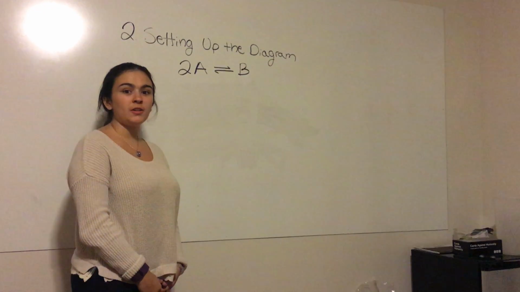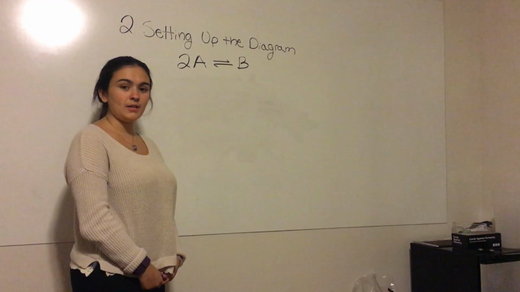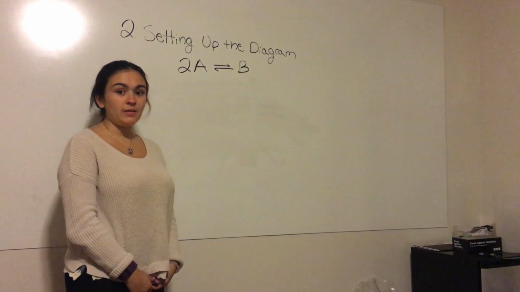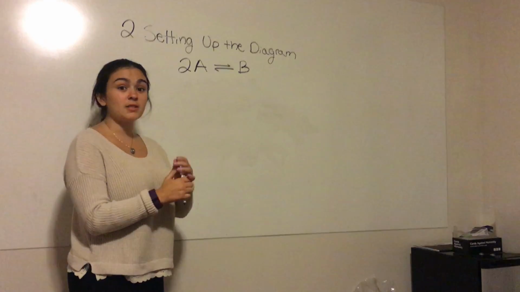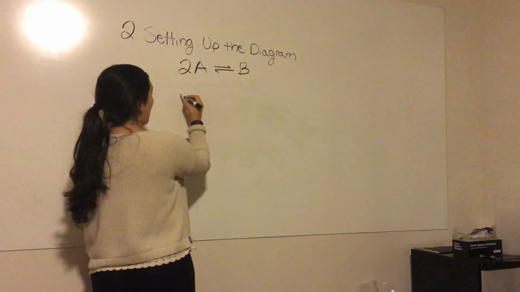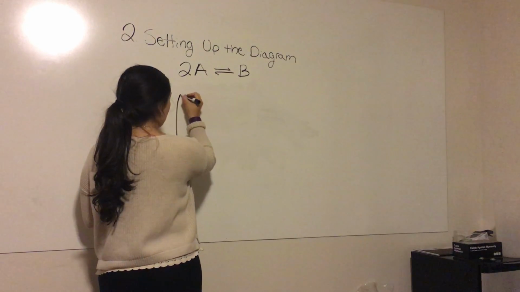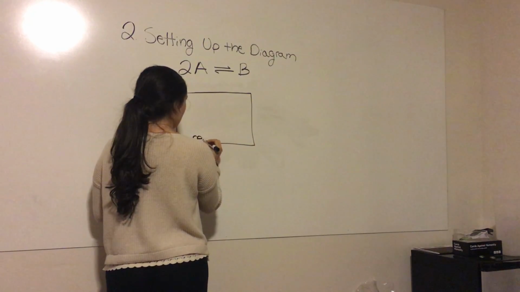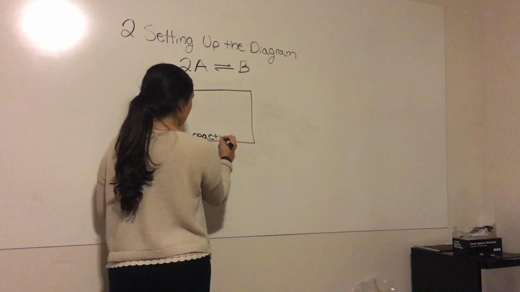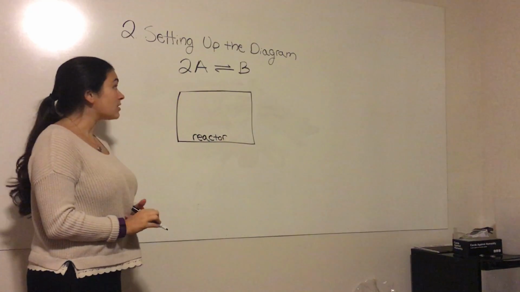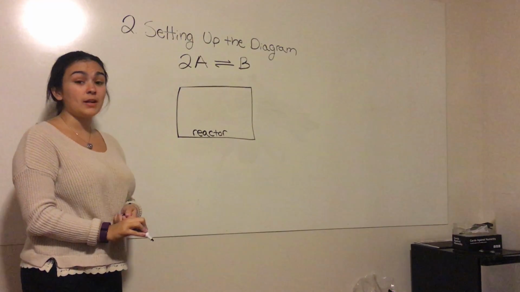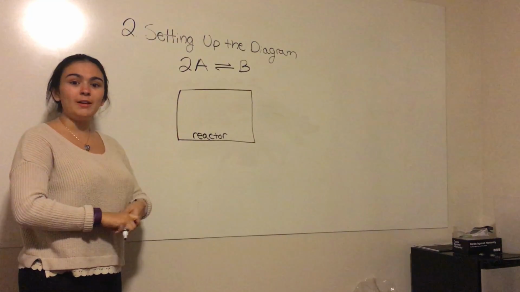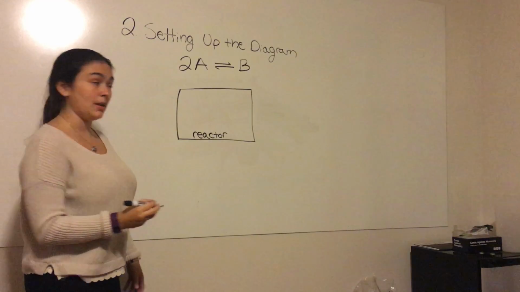So the next part in learning how to solve a mole balance on a reactor is setting up the diagram. The first thing that you should start with is drawing a box to represent the reactor. This is common practice for chemical engineering. Next, you should list the chemical reactions that are occurring inside that reactor in the box, so that it helps you later on in knowing what is occurring in that reactor.